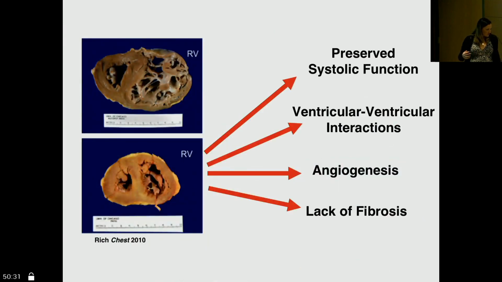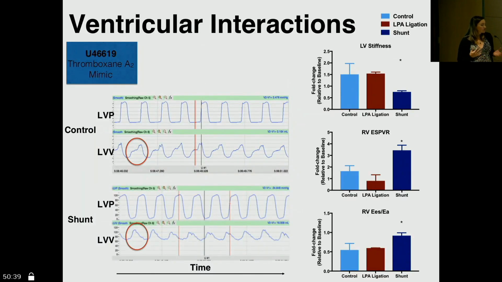So there we spent quite a while talking about preserved systolic function that we've observed in our congenital heart disease model in the face of increased afterload, and now looking at preserved ventricular interactions. And so one of the ways that we challenge our animals in the lab acutely is with a thromboxane A2 mimic, which acutely raises pulmonary vascular resistance. The molecule is called U46619, if you're curious.